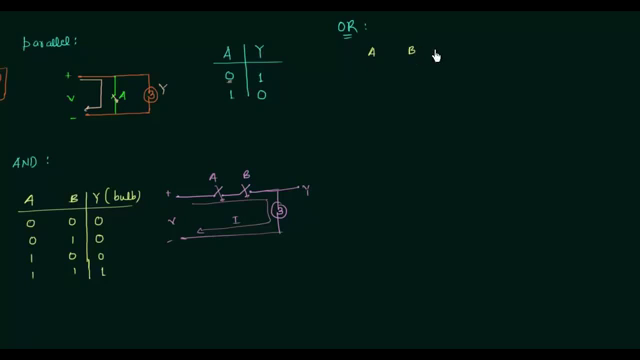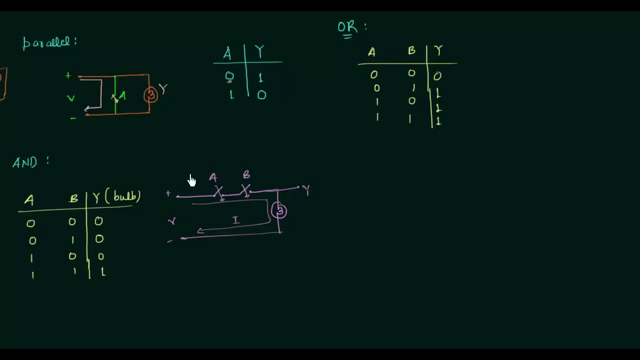A, B, Y: 0 0 0 1 1 0 1 1. In case of OR operation, the output will be high if one or more inputs are high. In the first case, both inputs are low, so Y is going to be low. In the second case, B is high, so Y is high. In the third case, A is high, so Y is high. And finally, both of the inputs are high, so the output is high.